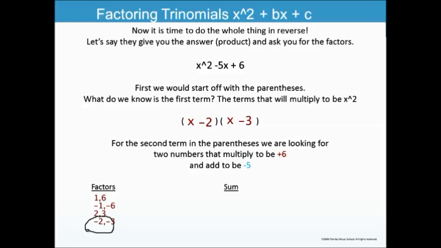So the two factors to be multiplied together to produce the trinomial x squared minus 5x plus 6 would be x minus 2 times x minus 3. We'll use our distributive method here to double check and make sure that our answers are correct.